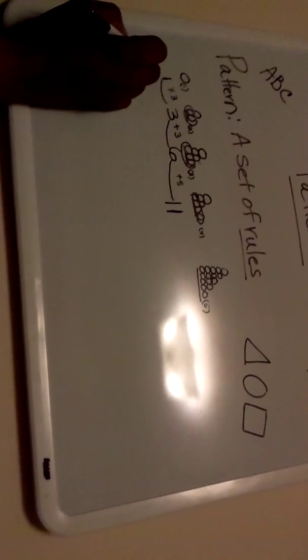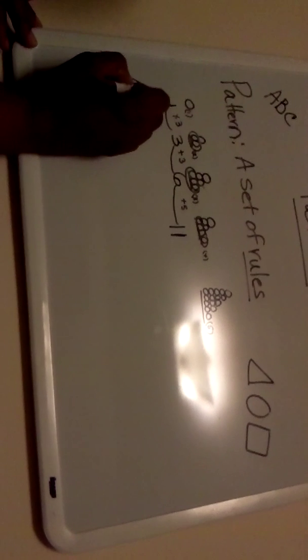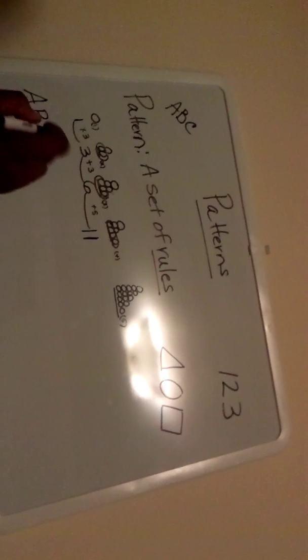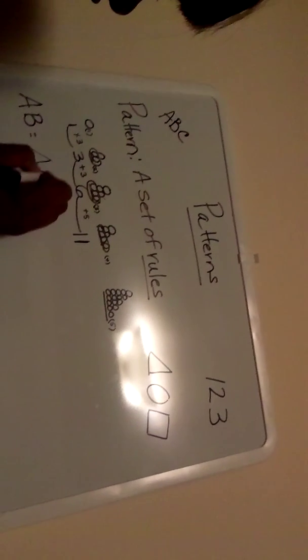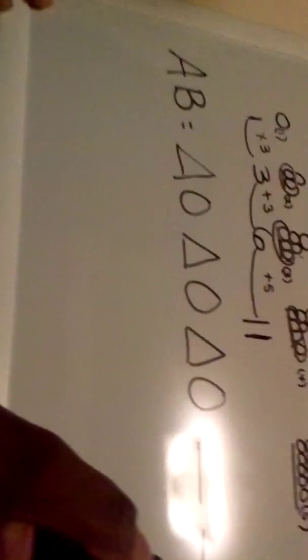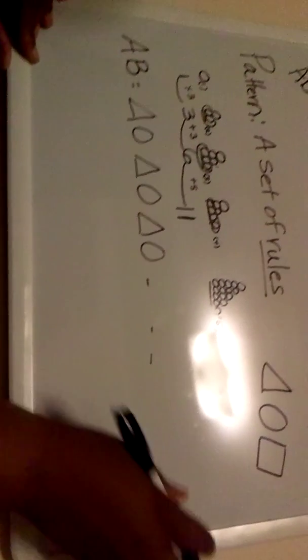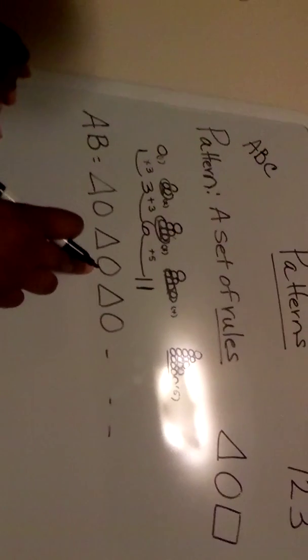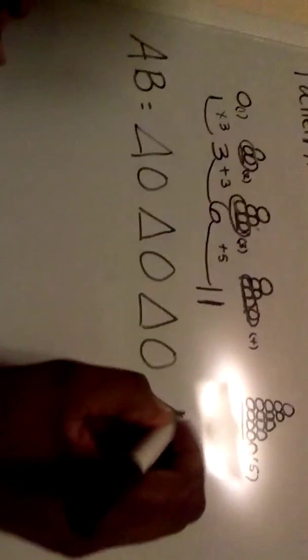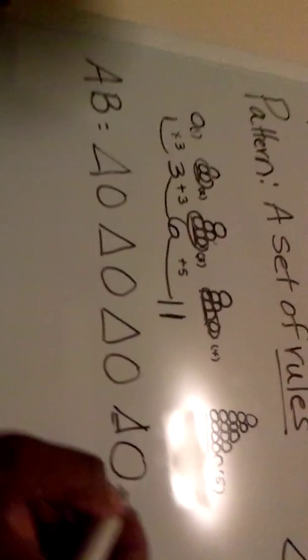Now take a look at your shapes. We're going to be using the AB pattern. And the AB pattern that I'm going to use is going to have a triangle, circle, triangle, circle, triangle, circle. And you will have to tell me what will come next. What will come next would be triangle, circle, triangle, and circle.